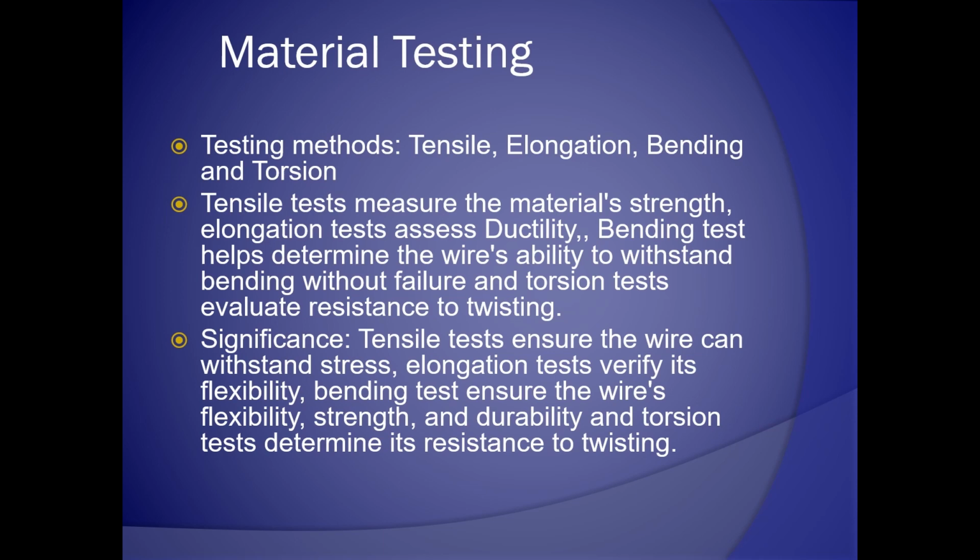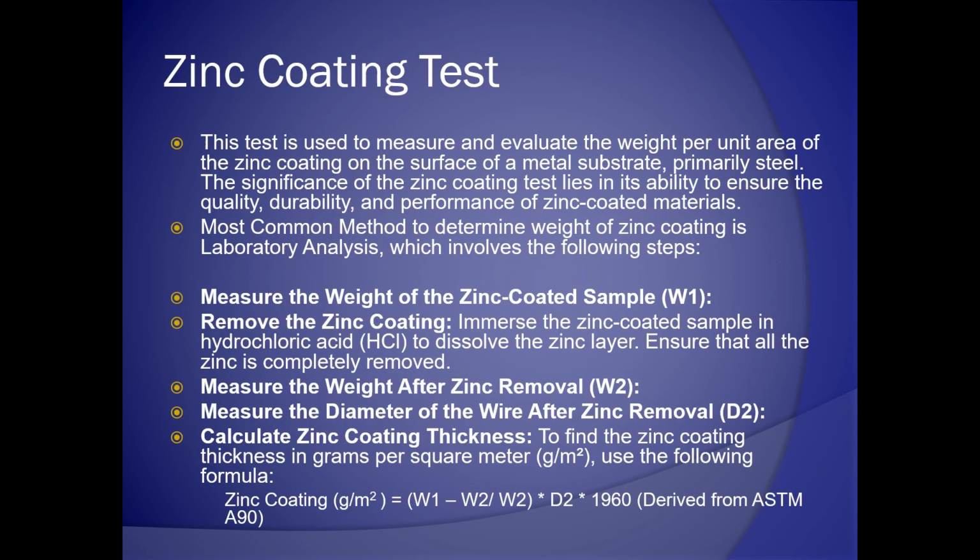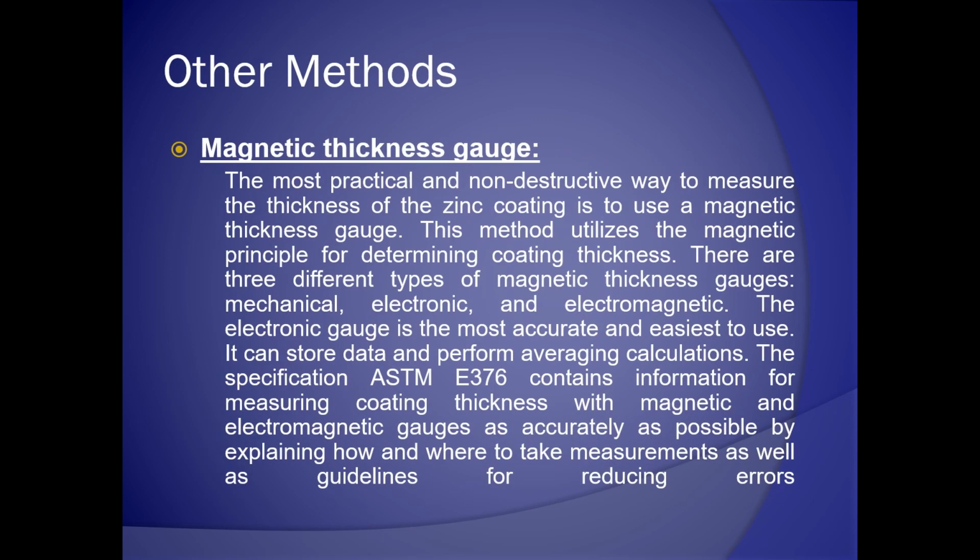Zinc coating test. The zinc coating test is a critical step in assessing the weight per unit area of the zinc coating on the wire's surface. This coating is essential for ensuring the quality, durability, and performance of zinc-coated materials. Laboratory analysis is a common method for determining the weight of the zinc coating, involving precise steps such as measuring the weight before and after removing the zinc coating. Magnetic thickness gauges are also employed, offering a practical and non-destructive way to measure coating thickness.